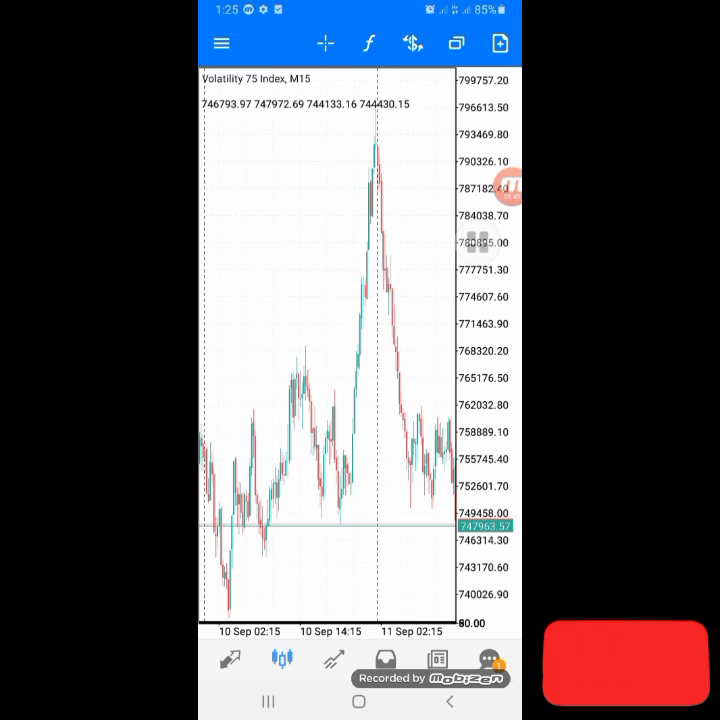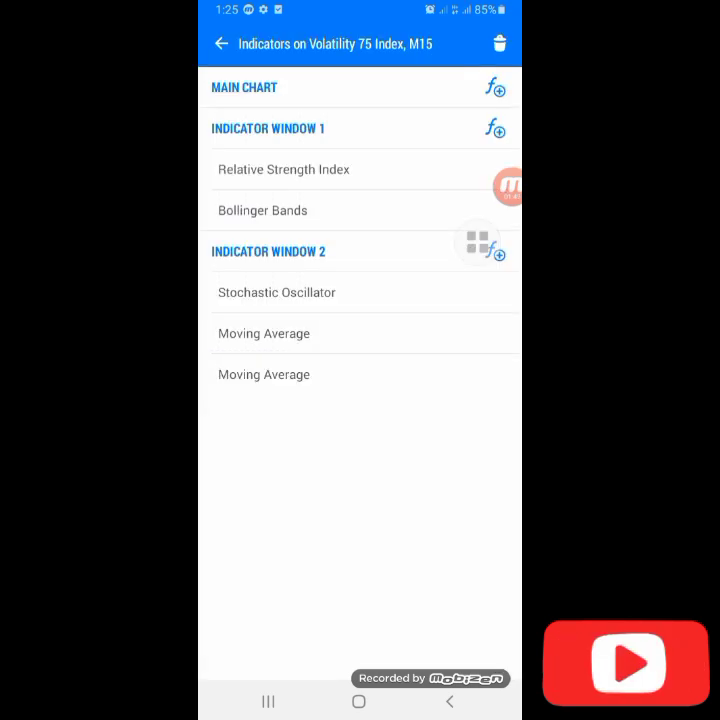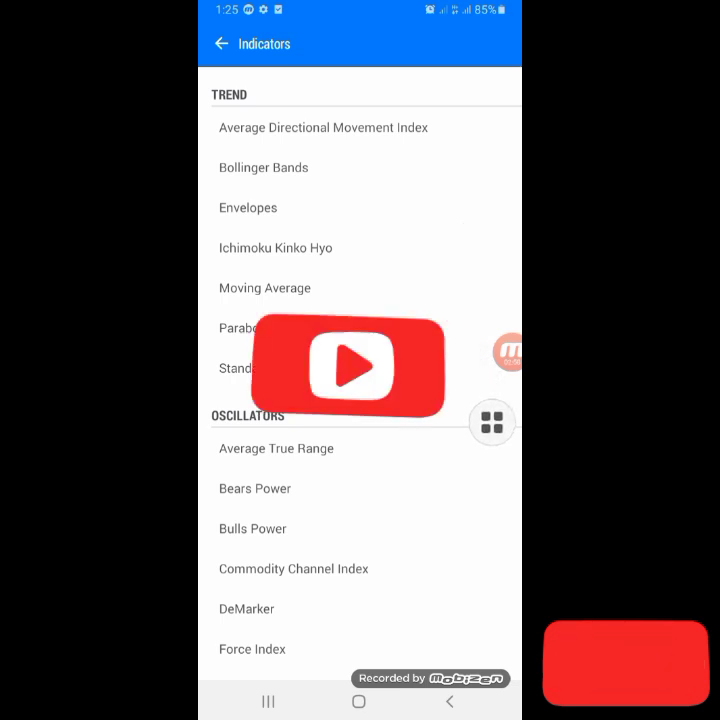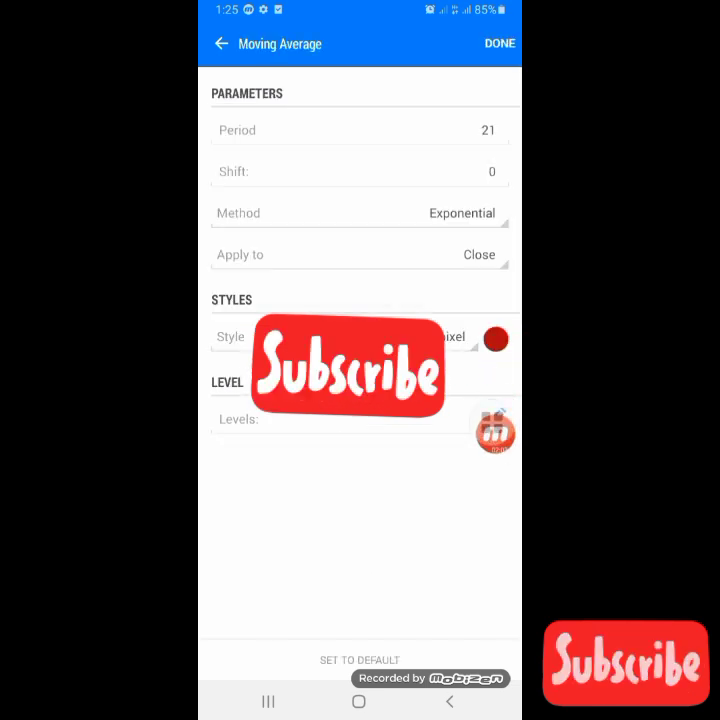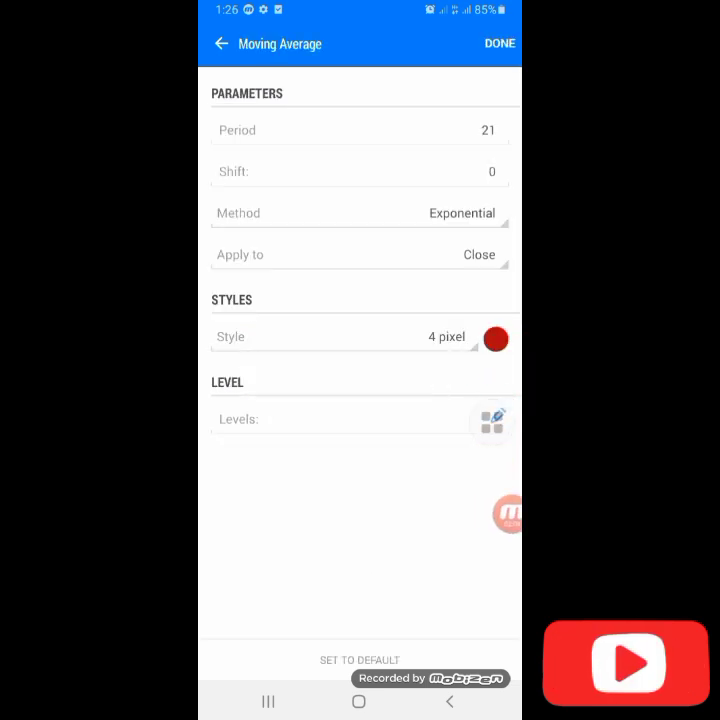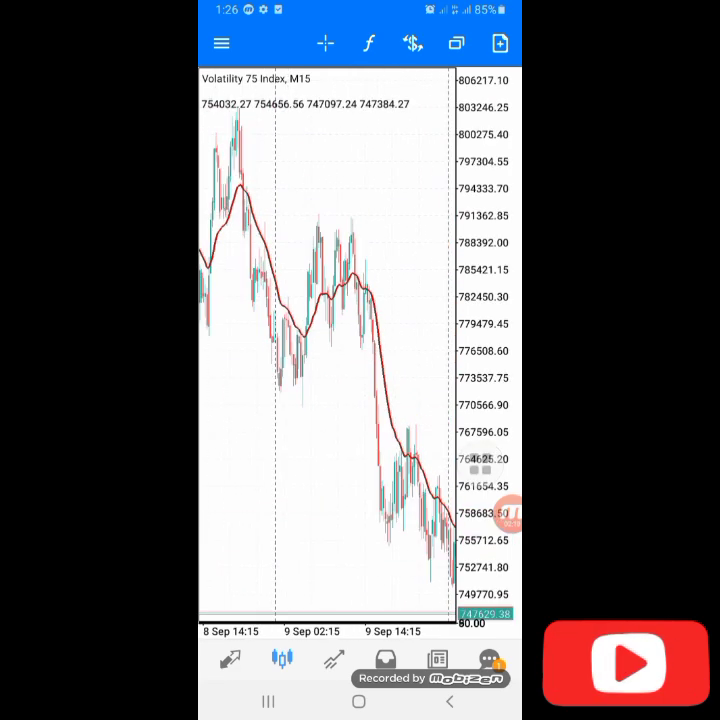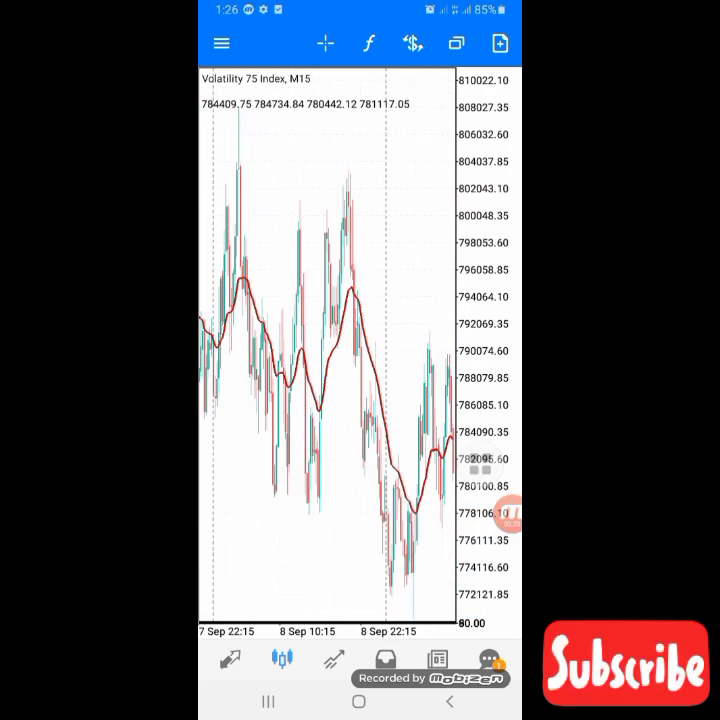All right, let's get to the business of today. I've got my window indicator. I'm going to be adding just one indicator on the main chart, and that is our popularly known indicator called the moving average. I'm using period 21, shift 0, exponential, close, and I'll use 4 pieces of red, and I'll click on done. You see, I'll just have only one indicator on my main chart. So that's what we need.